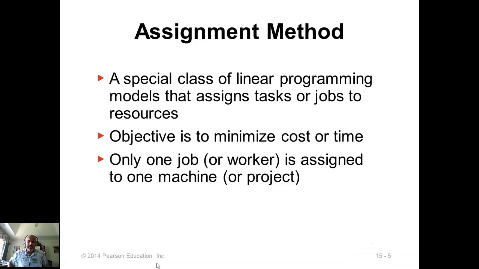Now the assignment method is a way of assigning jobs to machines. So you have, say, 5 jobs and you have 5 machines. Each job can be done in any one of the 5 machines, but the resources needed are different. Then we want to assign these jobs to those machines in such a way that the resources needed are minimum, or cost is minimum, or the flow time is minimum. So the objective is to minimize cost or time, and we can use the linear programming approach for this. Only one job is assigned to one machine, and each job can be assigned to any machine but assigned to only one.